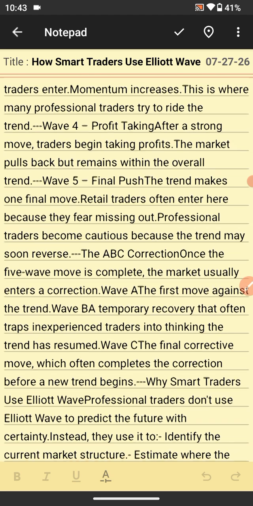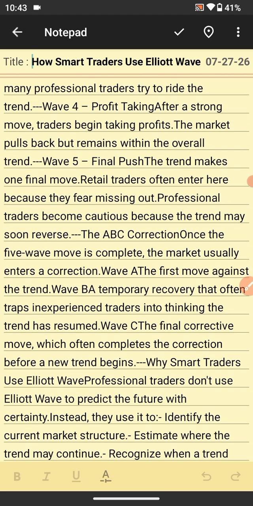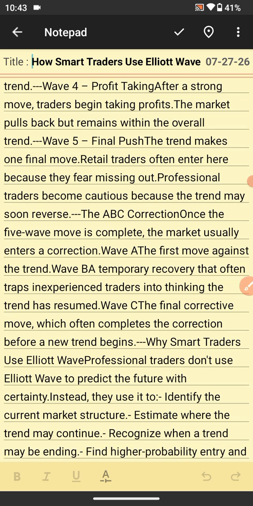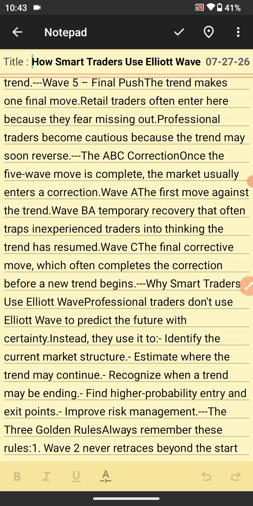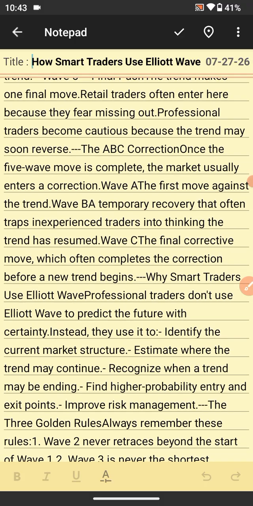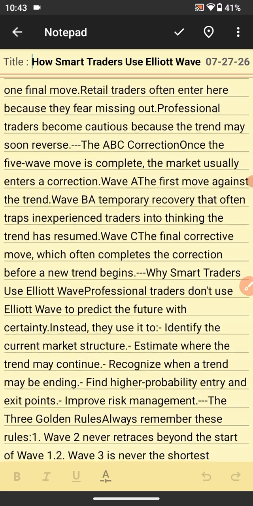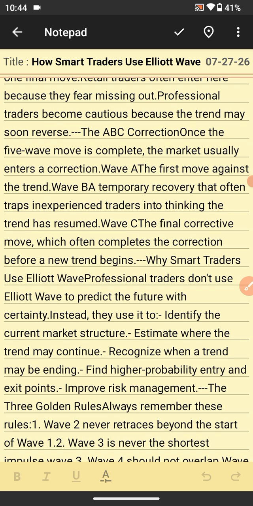The ABC correction. Once the 5 wave move is complete, the market usually enters a correction. Wave A, the first move against the trend. Wave B, a temporary recovery that often traps inexperienced traders into thinking the trend has resumed. Wave C, the final corrective move, which often completes the correction before a new trend begins.